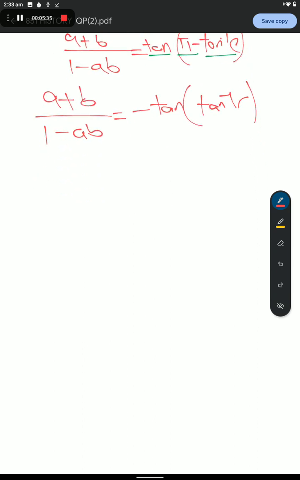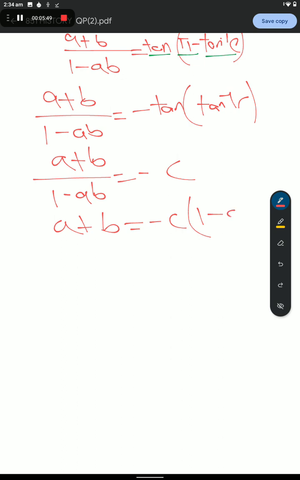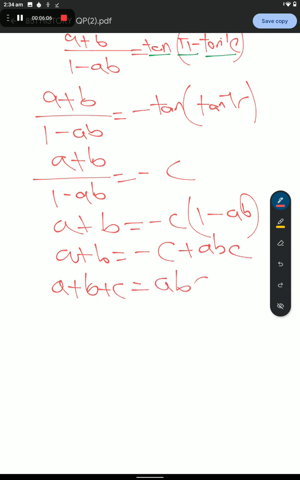Now tan and tan inverse cancel each other, and we have (A plus B) by (1 minus AB) equals minus C. Now you just simply cross multiply. We have A plus B is equal to minus C times (1 minus AB). Multiplying minus C inside the bracket, you have minus C plus ABC, because minus times minus becomes plus. Now you just bring this minus C to the left hand side, and we have A plus B plus C equals A times B times C. And that is what we needed to prove.